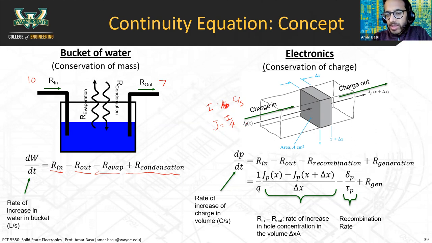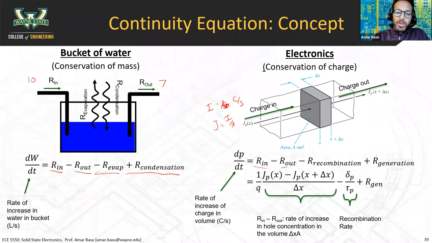So the way I want you to think about this is that current is basically dumping charge at a rate of so many coulombs per second into this gray box, this gray volume. And there's also a current leaving, and that is the charge out. That is also a current. That is removing charge from that gray volume. So that's the rate in, rate out analogy here. Rate in is the charge in, and rate out is the charge out.